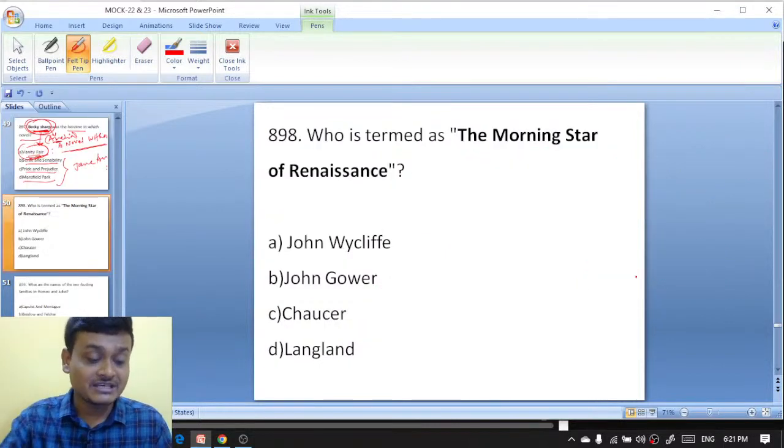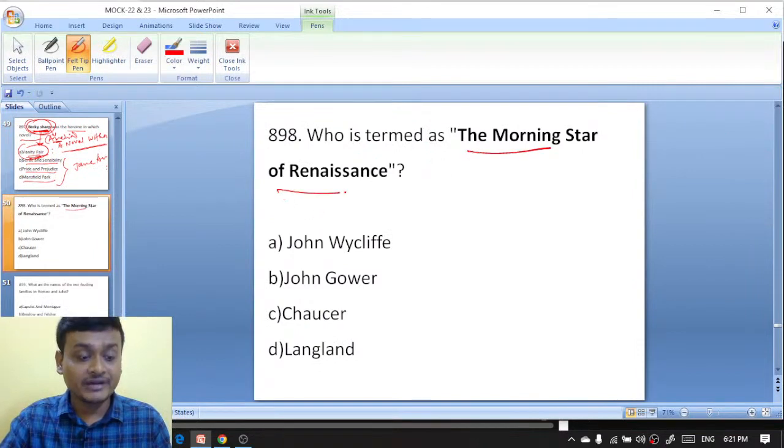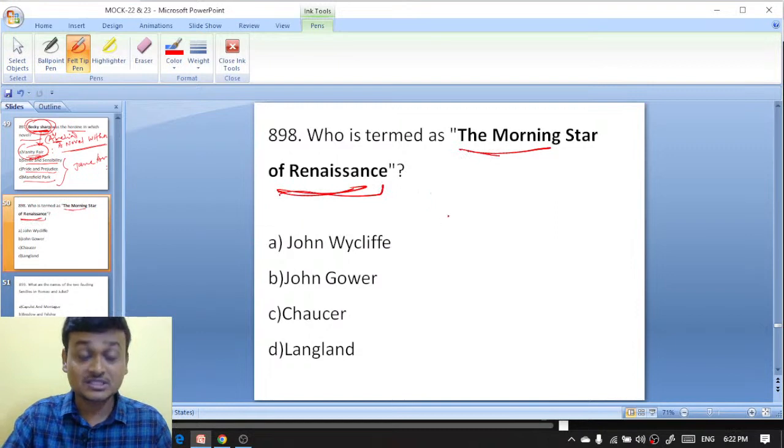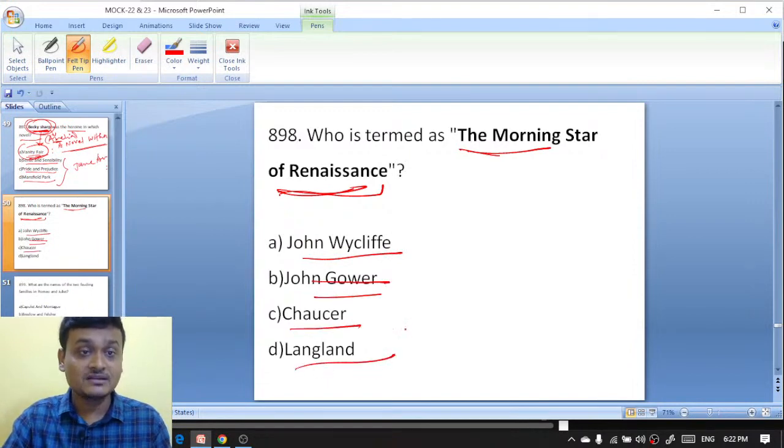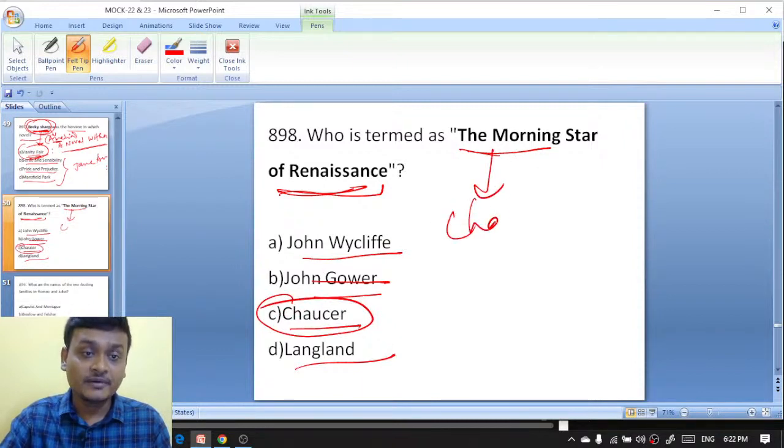Moving on to question number 898. Who is termed the morning star of Renaissance? The options are John Wycliffe, John Gower, Chaucer, Langland. The morning star of Renaissance was Chaucer. Chaucer is known as the morning star of Renaissance.